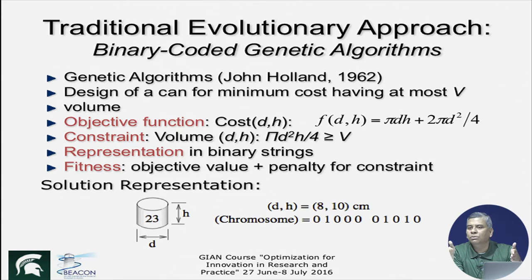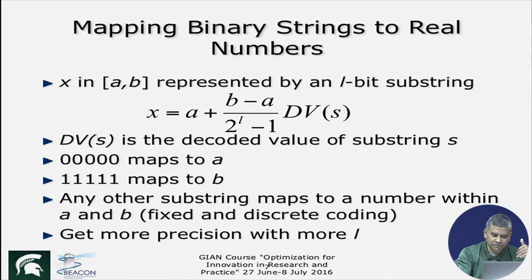But maybe you can tell me, no, sir, for the diameter, I want to go from 2 centimeters to 10 centimeters, not 0 centimeters to 31 centimeters. That means I need to do some mapping now from my decoded value down to a variable value. So let's talk about that first. Here is that mapping function.